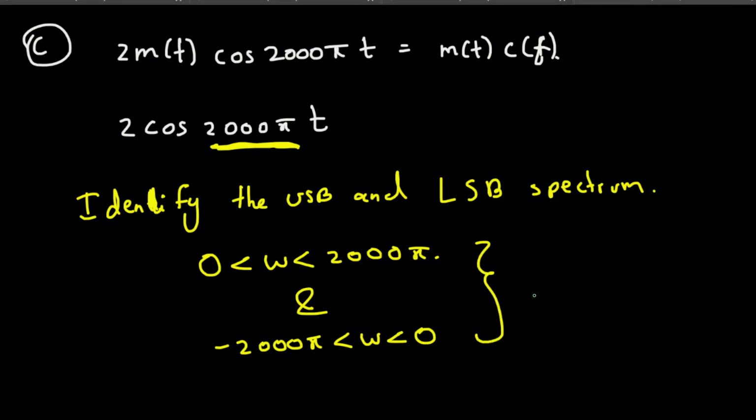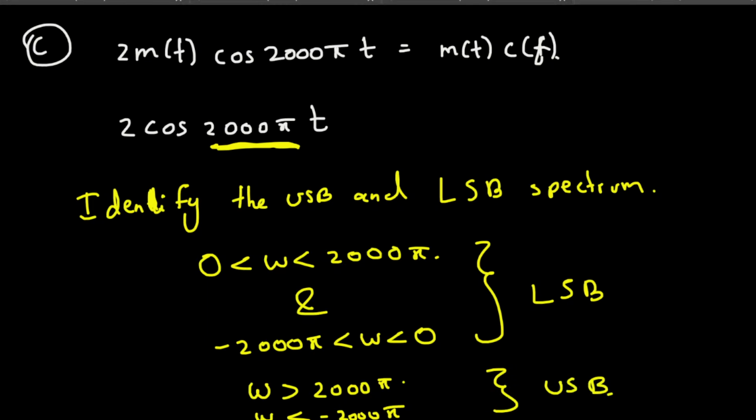also the lower side band. Okay, and the upper side band is about 2000 pi or above, and below minus 2000 pi. This is USB. Okay, and that's it for this question.